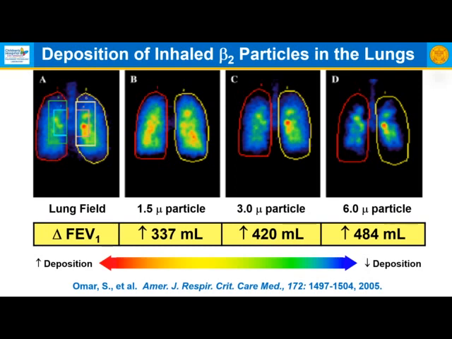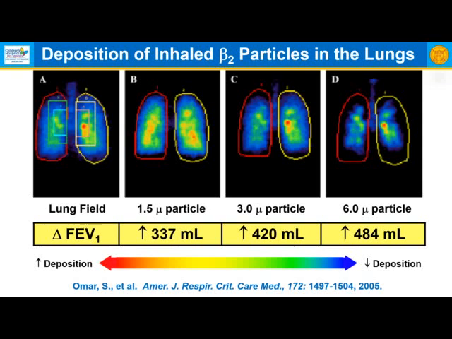A 1.5 micron particle, one would expect, would get out to the relatively small airways. And I think you can see that it pretty much fills the entire lung field here. There is a little bit more central deposition, but it's out here pretty much throughout. Its effect on FEV1 mean was an increase of 337 mLs. A slightly larger particle, double that size, is more into airways, less in the periphery here.